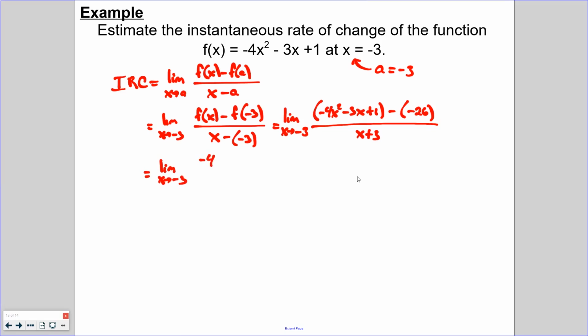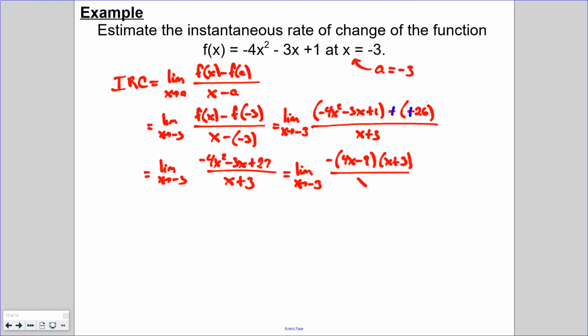So we're going to get negative 4x squared minus 3x plus 1 minus a negative 26, which is the same thing as 1 plus a positive 26, so we're going to get plus 27 all over x plus 3. Then we're going to want to factor the numerator and see if we can cancel out any factor in the denominator. We can factor the numerator to be negative times the quantity 4x minus 9 times the quantity x plus 3 all over x plus 3.